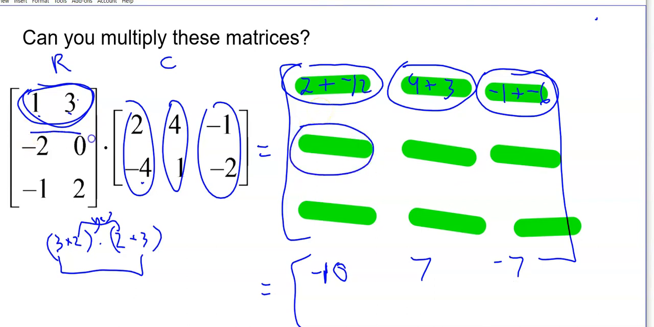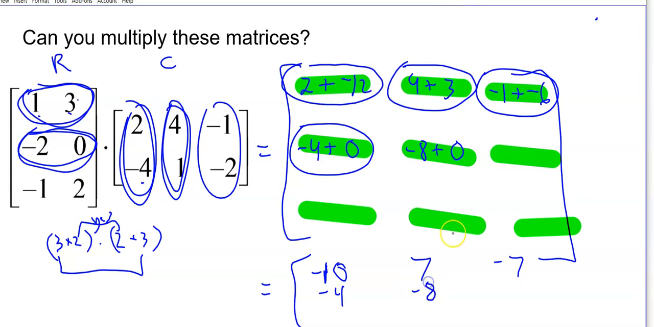Middle and left, so middle row, left column. So 2 times -2 is -4, plus 0 times anything is 0. So it's -4. Middle row and middle column: -2 times 4 is -8, plus 0 times anything is 0. So it's -8. Then -2 times -1 is 2, 0 times anything is 0. So I get 2 there.